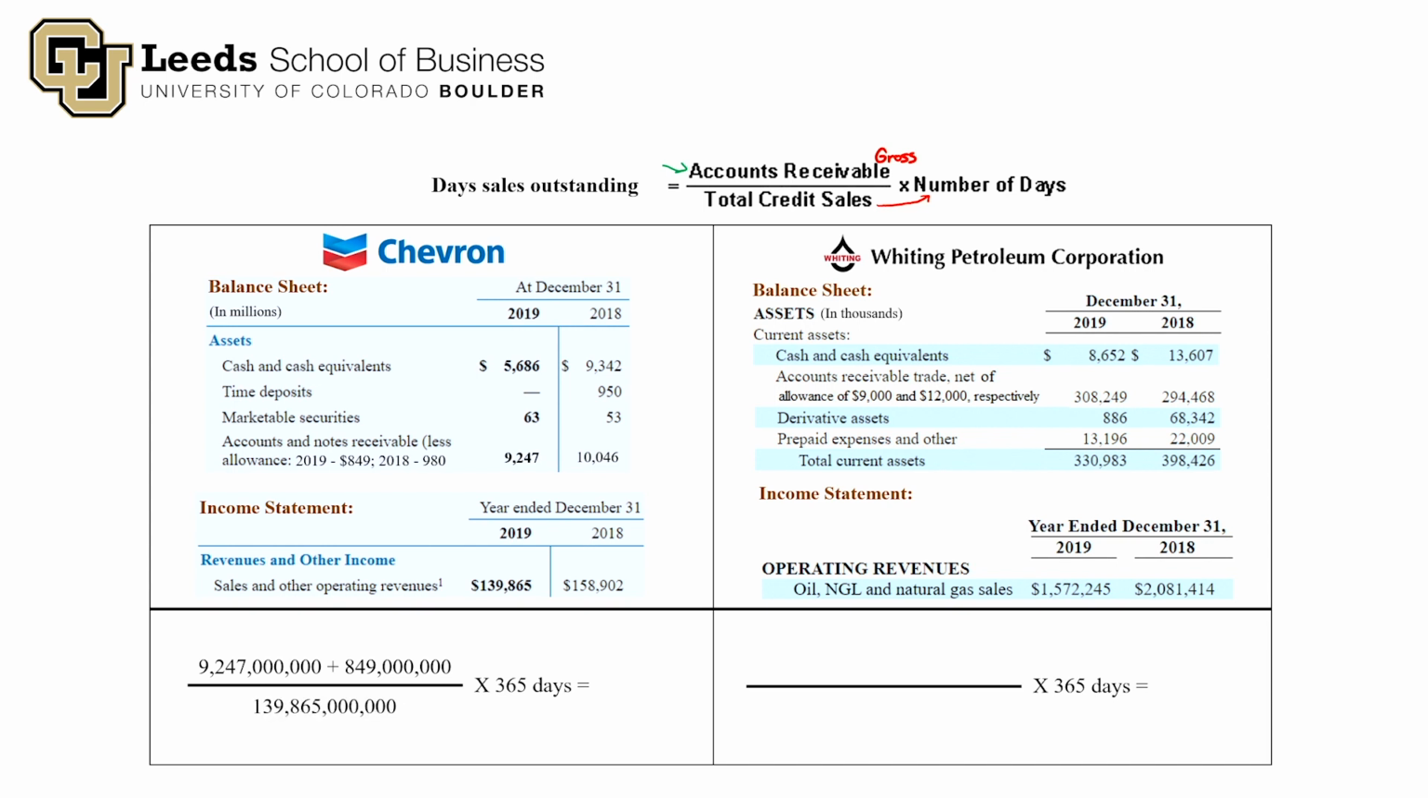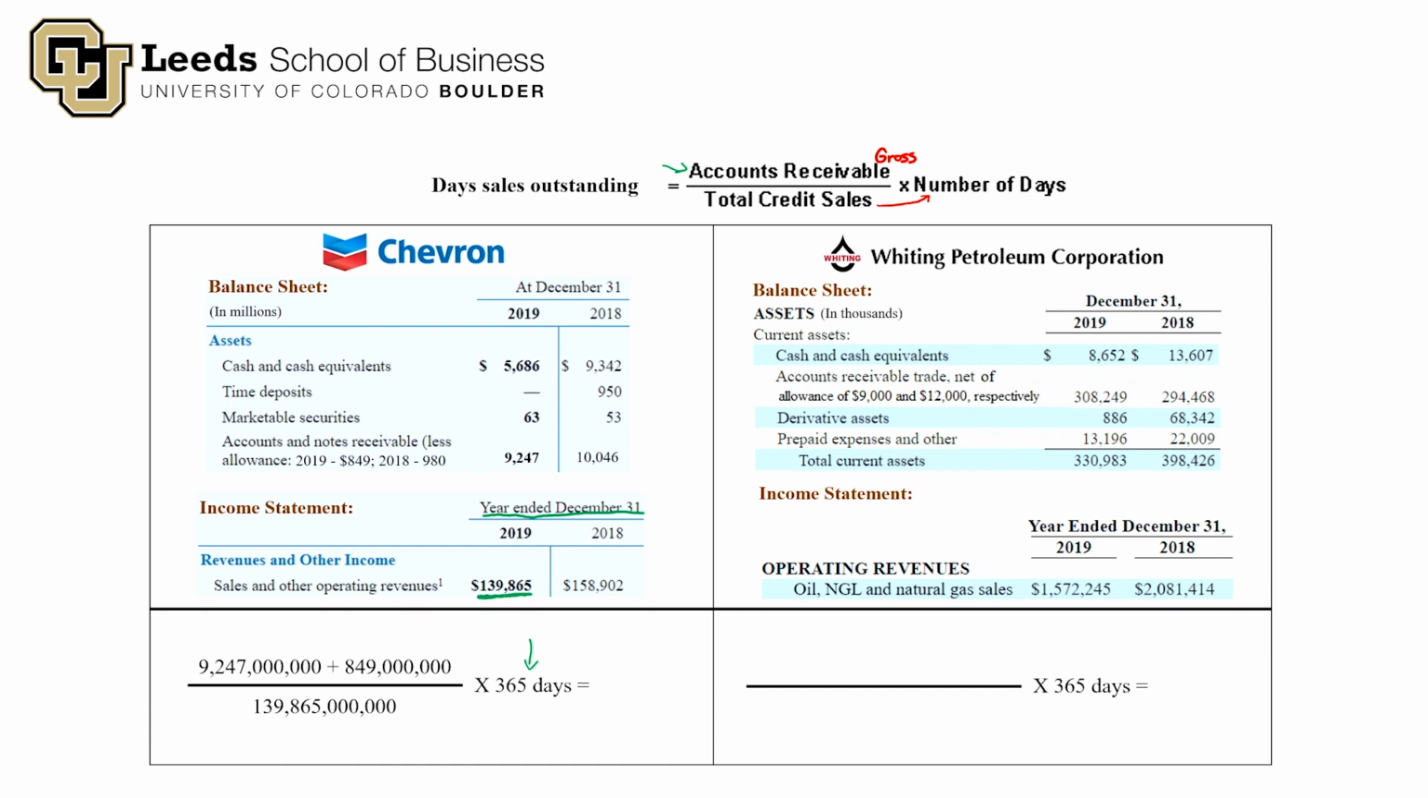And so the denominator is just going to be 139,865,000,000. And so here's the ratio, and we're multiplying by 365 days because this income statement is for the year ended December 31st. And so that is a year, that's 139 billion, that's a year's worth of sales. And that is why we're multiplying by 365 days.